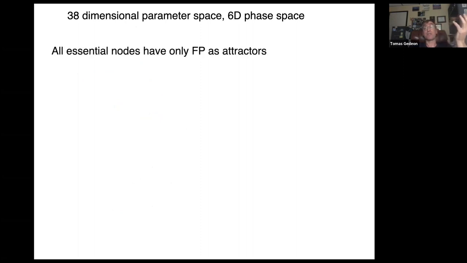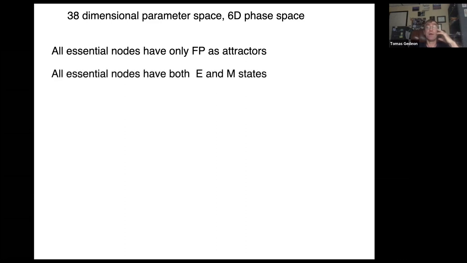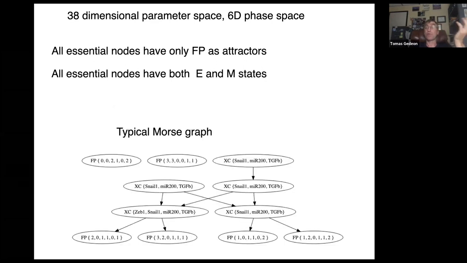And here are some observations. First of all, this network seems to be pretty special because all these essential parameter nodes only have fixed points as attractors. There's never a periodic orbit or anything else but a steady state as an attractor. All these essential nodes do have both states present. Typical Morse graphs are pretty big.